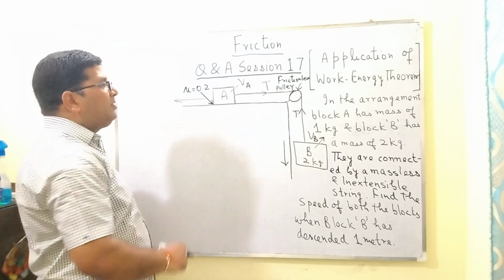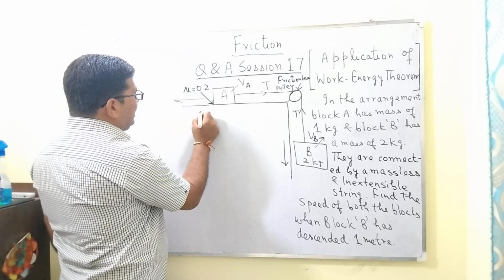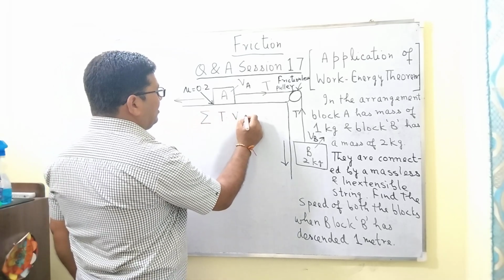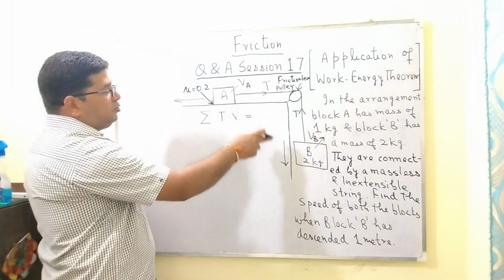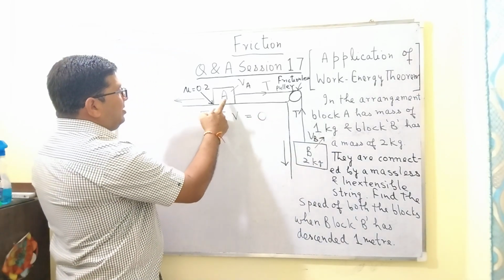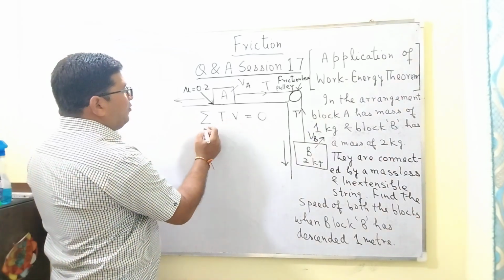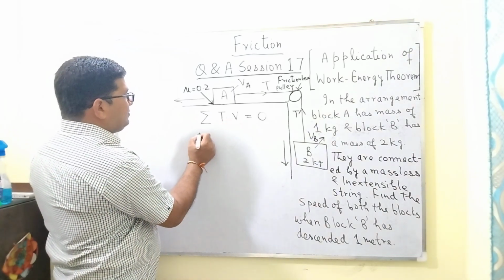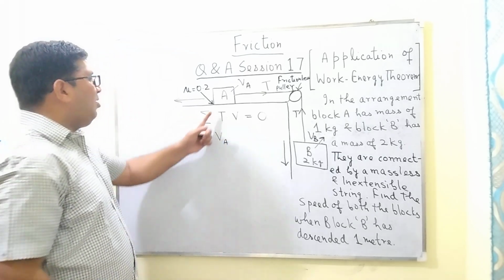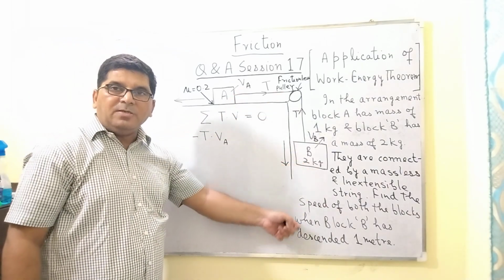So here, before using the work energy theorem, I will be using the constraint relation, that is the algebraic sum of the product of tension and velocity for these two masses will be equal to 0. So for this mass A, this T into V will be taken as minus T into VA, where VA is the velocity of this block A when it is moving in this direction when the block B is going downward.